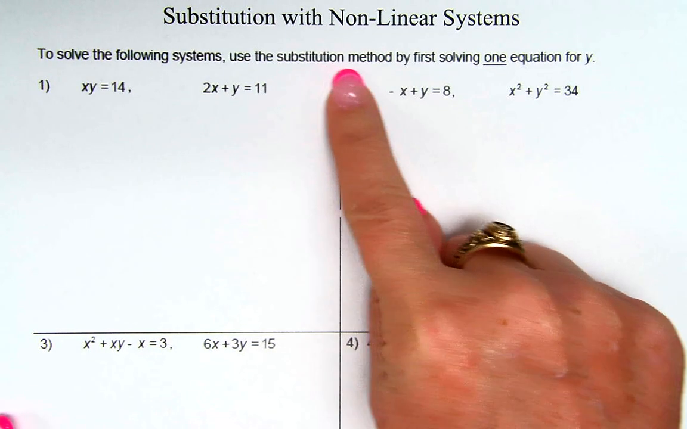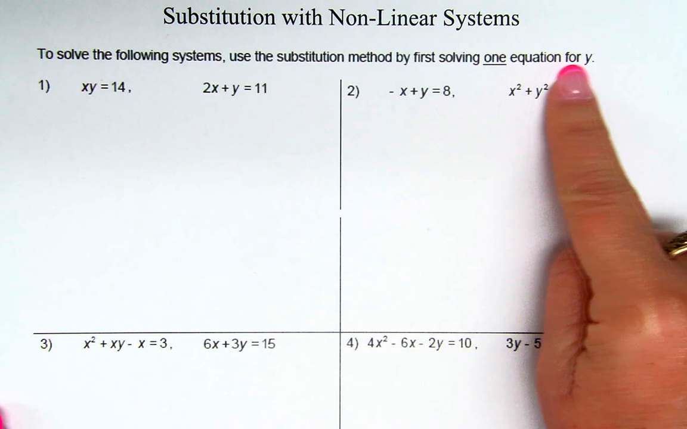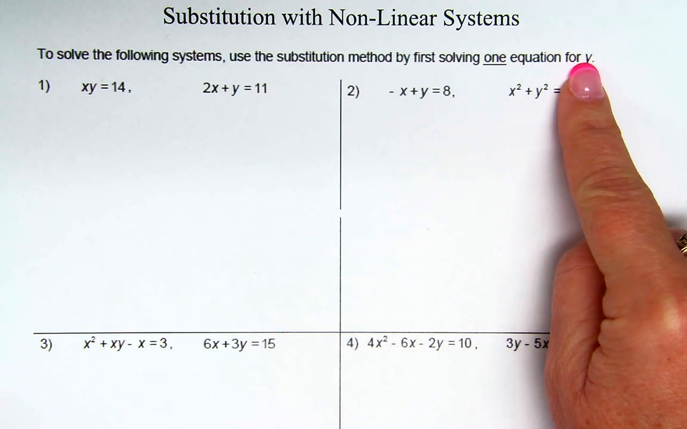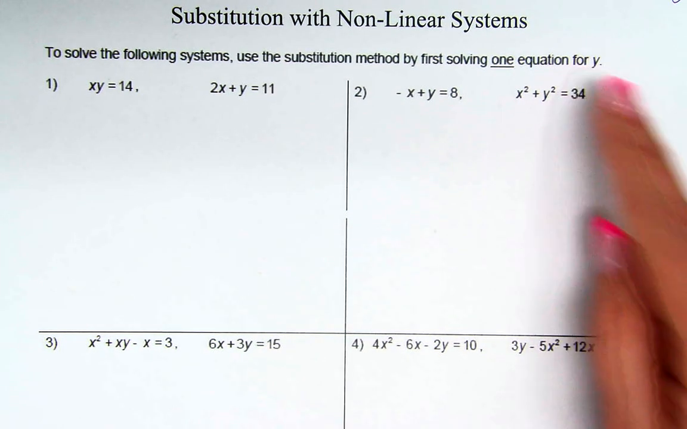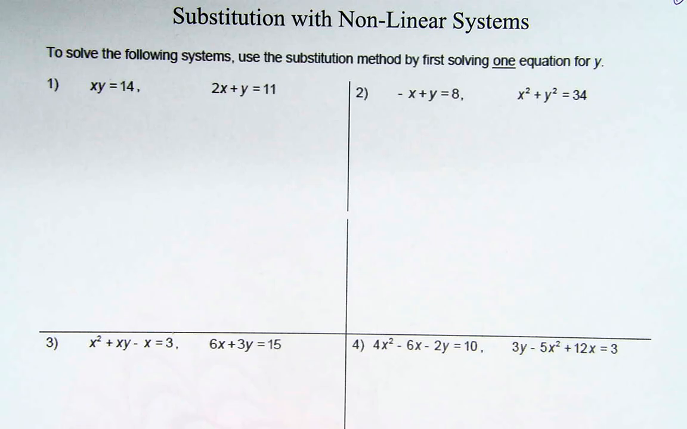Now these instructions say solve one equation for y. Does it have to be y? It doesn't. Okay, it doesn't. Now I know the instructions say solve for y, and I will tell you probably on this paper, on these 6 problems, you're probably going to want to solve for y, but I want to talk real quick about how you know which one to solve for.